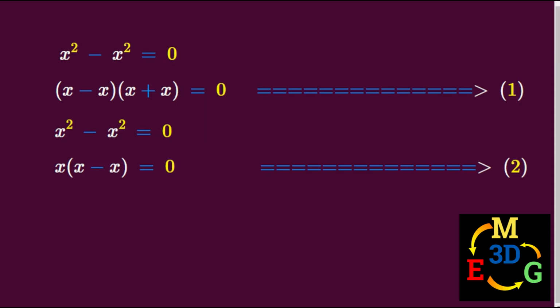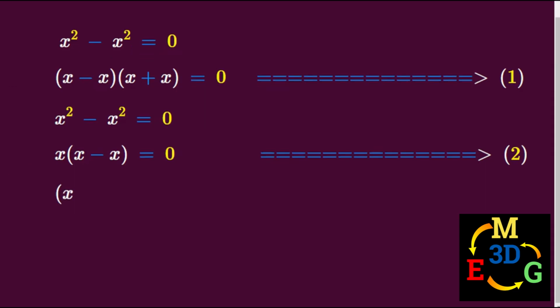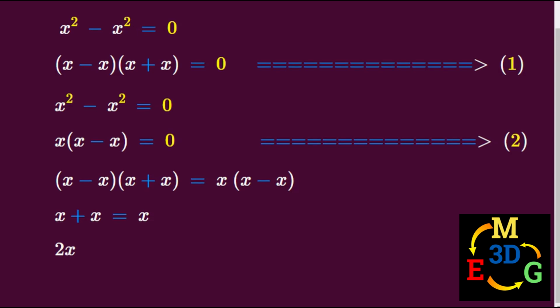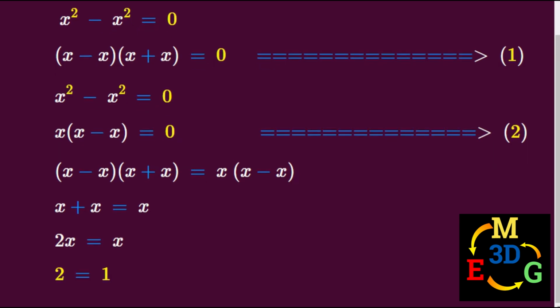So we have the two equations 1 and 2 which are equal. Then (x minus x) times (x plus x) equals x times (x minus x). We can delete this along with that. At last we get x plus x equals x, then 2x equals x, so 2 equals 1.